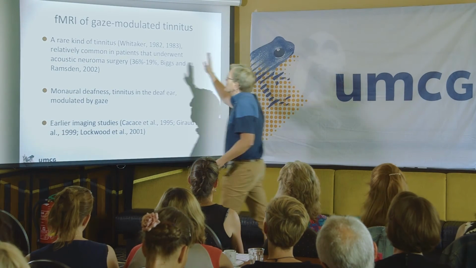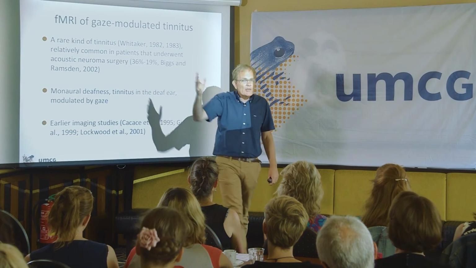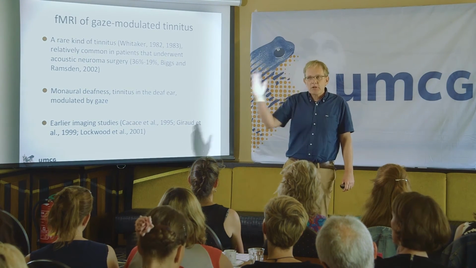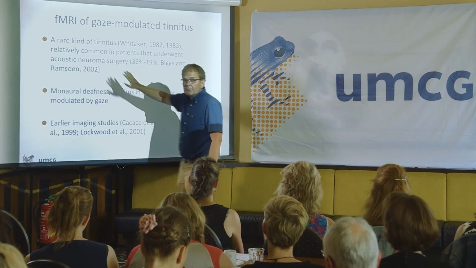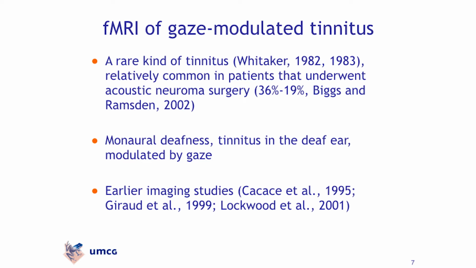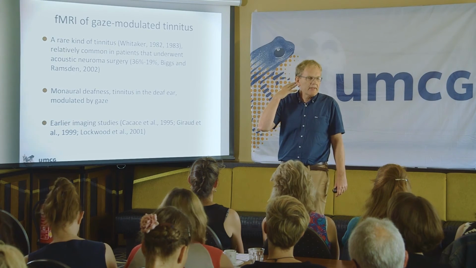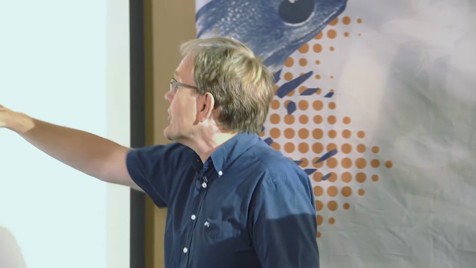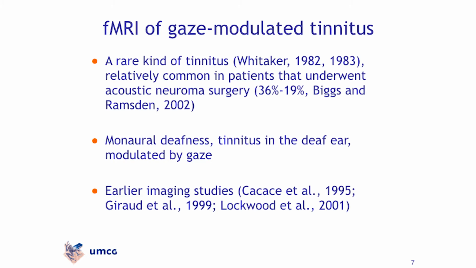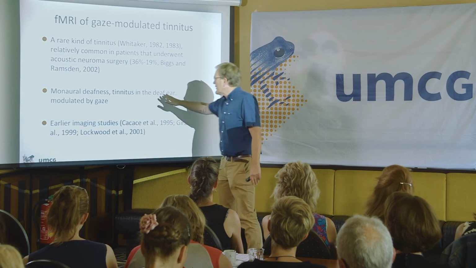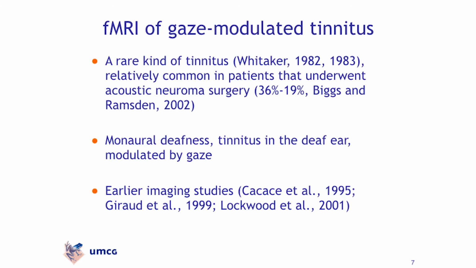So this gaze-evoked tinnitus, or actually I should maybe say gaze-modulated tinnitus, because people have tinnitus which modulates by eye gaze. It's very rare, but it's relatively common in patients that underwent acoustic neuroma surgery. The acoustic neuroma is a neuroma on the 8th cranial nerve, and treating that tumor sometimes involves also cutting the nerve. And about 36 to 19% of patients that have this say that eye gaze changes their tinnitus. So these people are deaf in one ear, the ear in which they hear tinnitus. They are deaf after the surgery. They have the tinnitus in this ear, and they can modulate it by eye gaze.